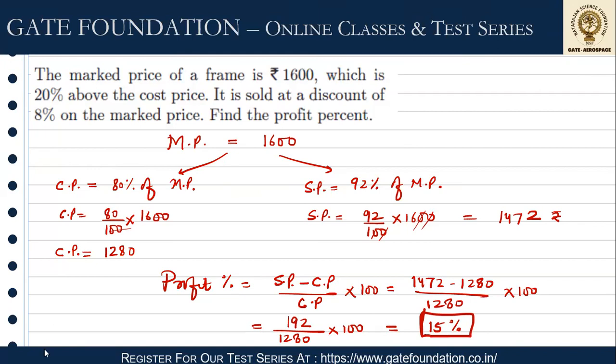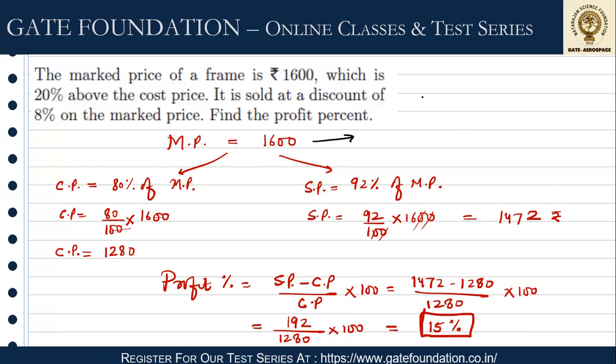What kind of mistakes can happen in this question? The reference that is taken, we can give it wrongly. Like we can take CP or mark price as 20% above it. So over here we can take that mark price is 120% of cost price. If we solve it like this, the answer will be different, right? Because here we take the reference as cost price.